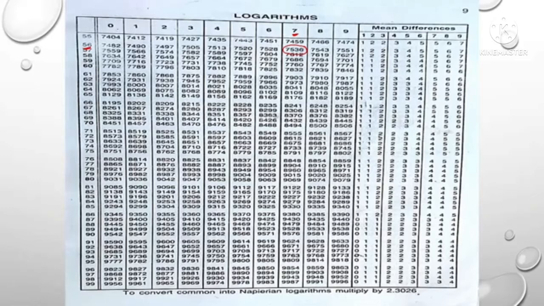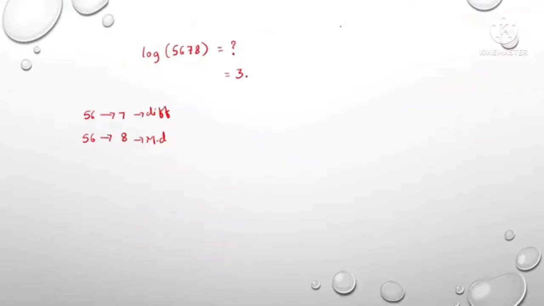Now similarly, 56 at 7 we observe, and we can write the number 7536. Now the same number 56 we have to observe in the mean difference column at 8. 56 at 8.